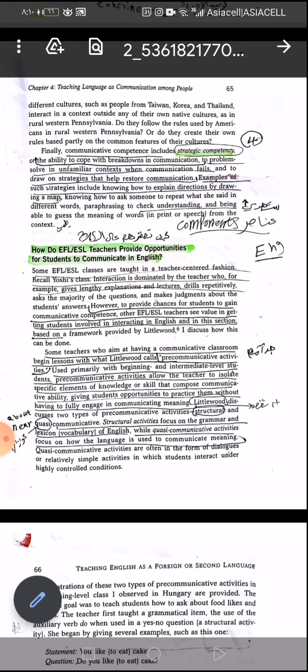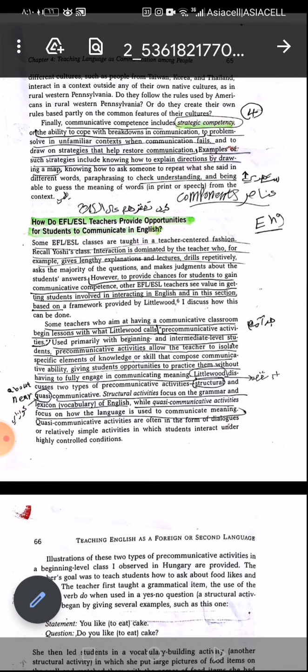Structural activities refer to grammar, from its name, grammar rules, and lexicon, meaning vocabulary, of English, while quasi-communicative activities focus on how the language is used to communicate meaning. So quasi refers to using language to express and deliver meaning. Quasi-communicative activities are often in the form of dialogues. So one of the most representative examples of quasi activities is dialogue.